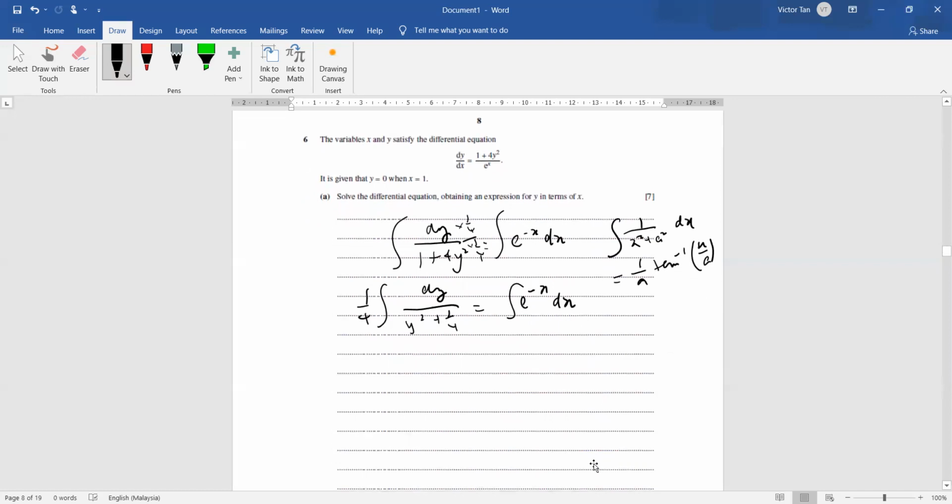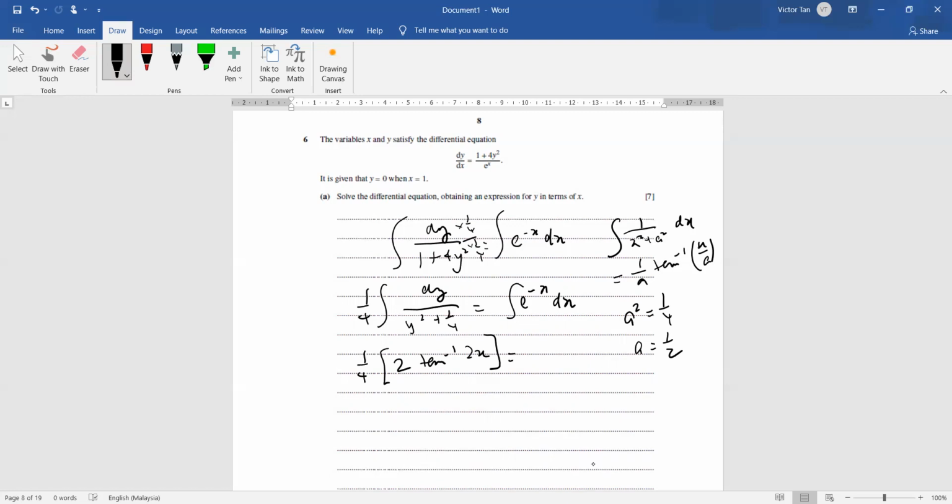Now using the formula here, a squared is 1/4, so a would be half. So this will be 1 over 4. 1 over a will be 1 over half, which is 2. Arctangent of x over half, which will be 2x.